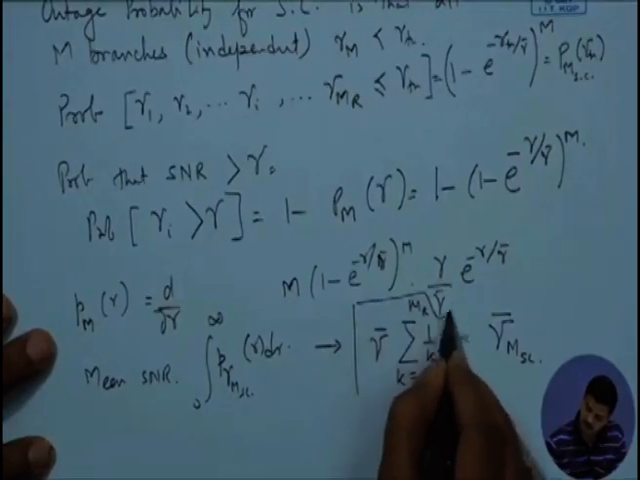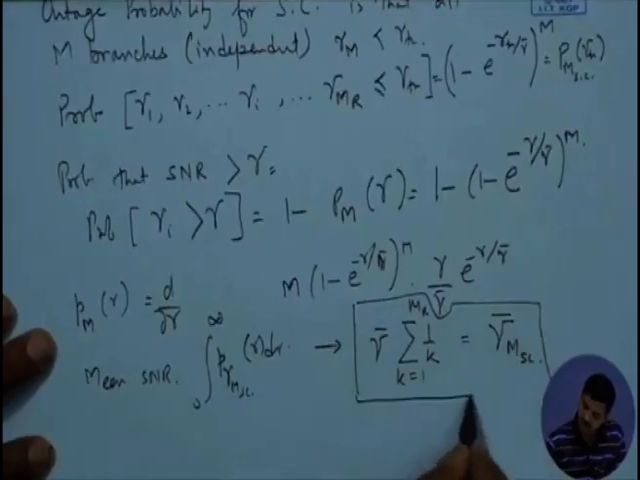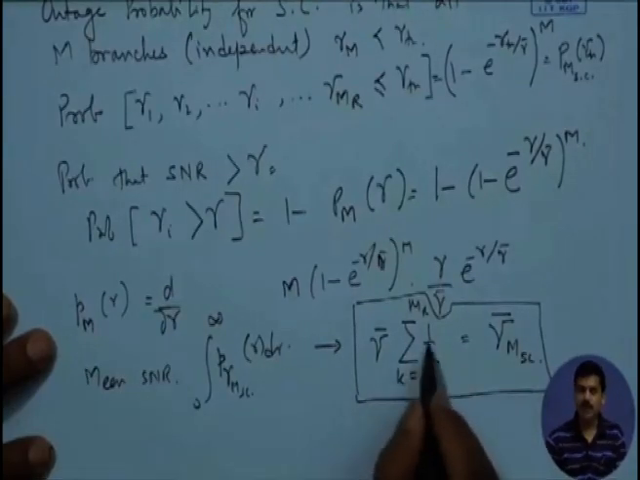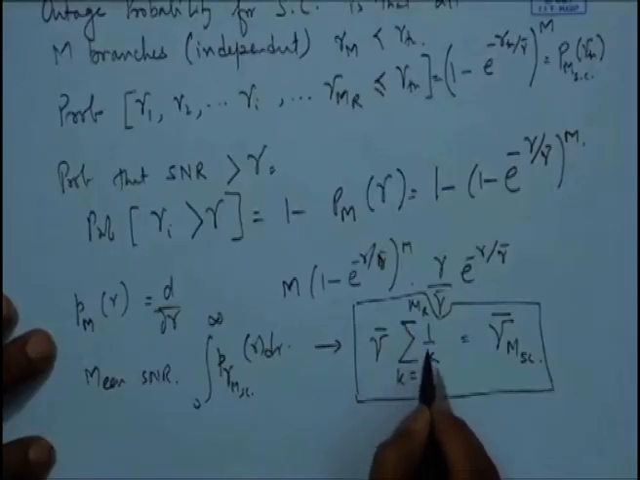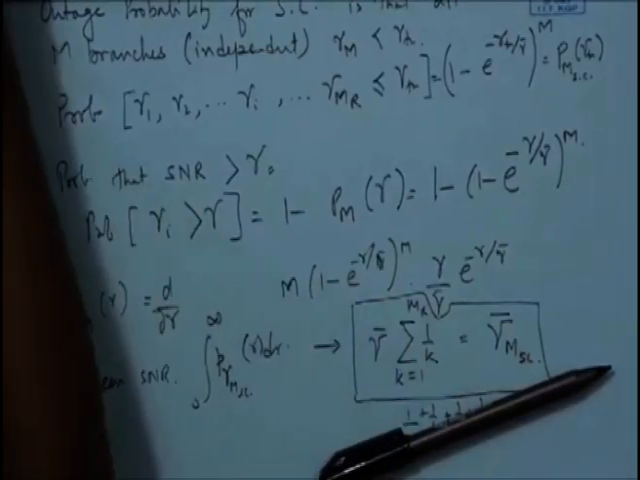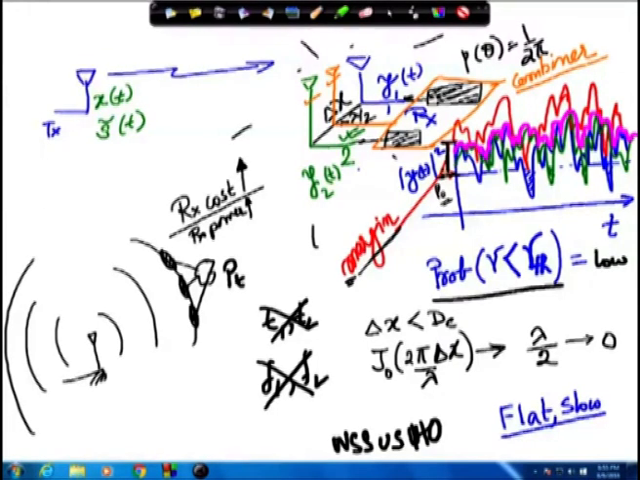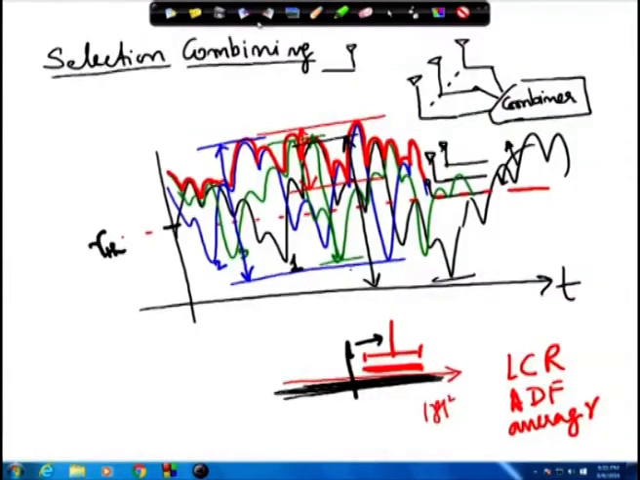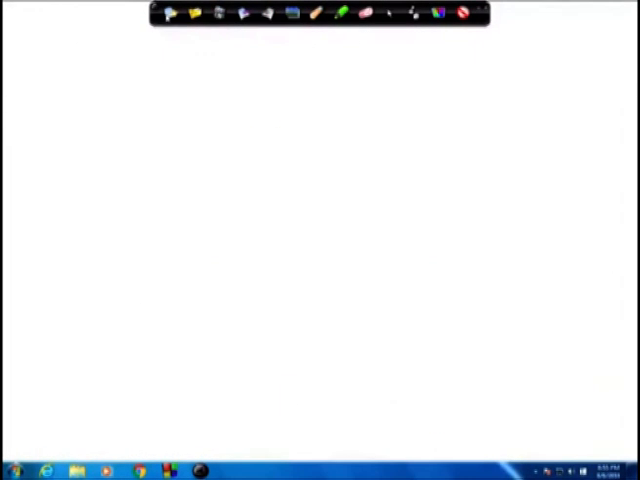So, what we get to see is that there is some increase in the average SNR, and the SNR is as if added by 1 plus 1 by 2 plus 1 by 3 plus 1 by 4 and so on. The gain decreases as there are more and more antennas, and now this can be understood quite easily if we take a look at this, or we can draw a new figure.